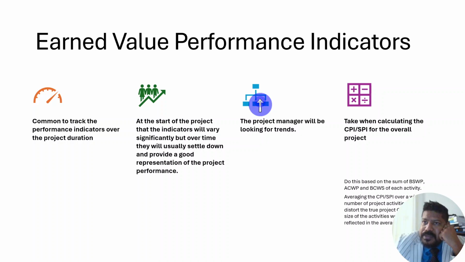So earned value performance indicators: it is common to track the performance indicators over the project duration. At the start of the project, the indicators will vary significantly, but over time they will usually settle down and provide a good representation. The project manager will be looking for trends, upward, downwards, within cost, under budget, like that. Take care when calculating the CPI and SPI for the overall project. Cost performance index and schedule performance index.